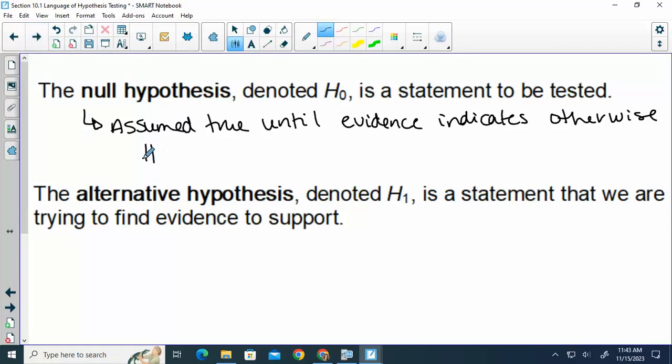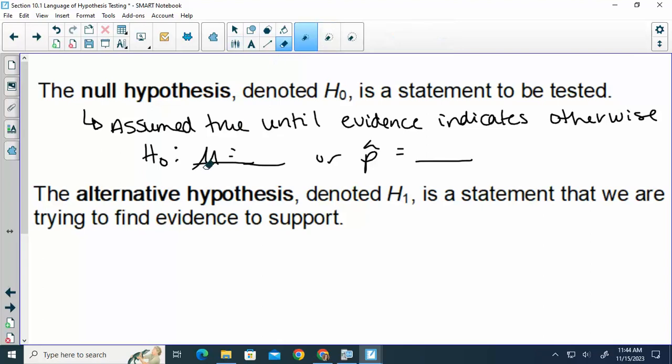The null hypothesis, H sub 0, is always going to have an equal sign. I might say the mean is equal to something, or p hat is equal to something, depending on my variable, but it'll always have an equal statement. So the null is just equal to a value.